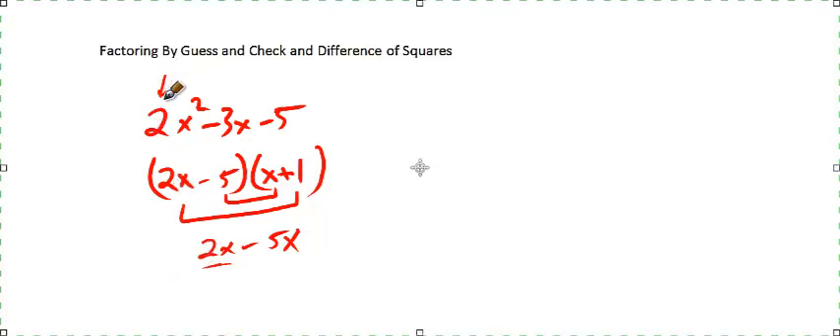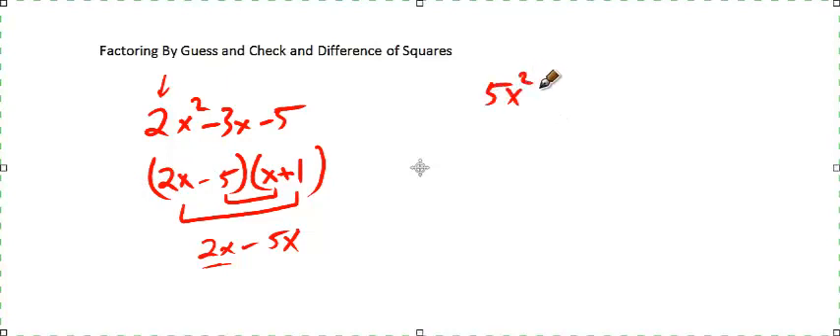Tossing a number out front really makes the guess and check method much more difficult. Not impossible, nowhere near impossible. That's actually how I did my problems when I was a student. But it makes it much more difficult. Alright, so if you don't like this, you can always go back to the AC method. Let's try another. We'll make this one a little bit harder.